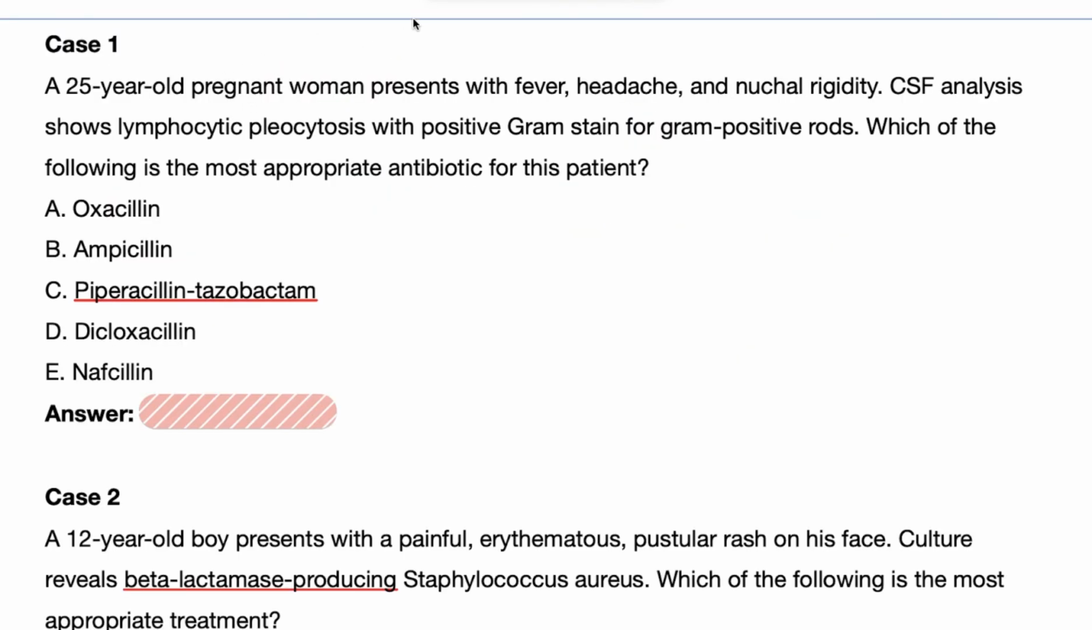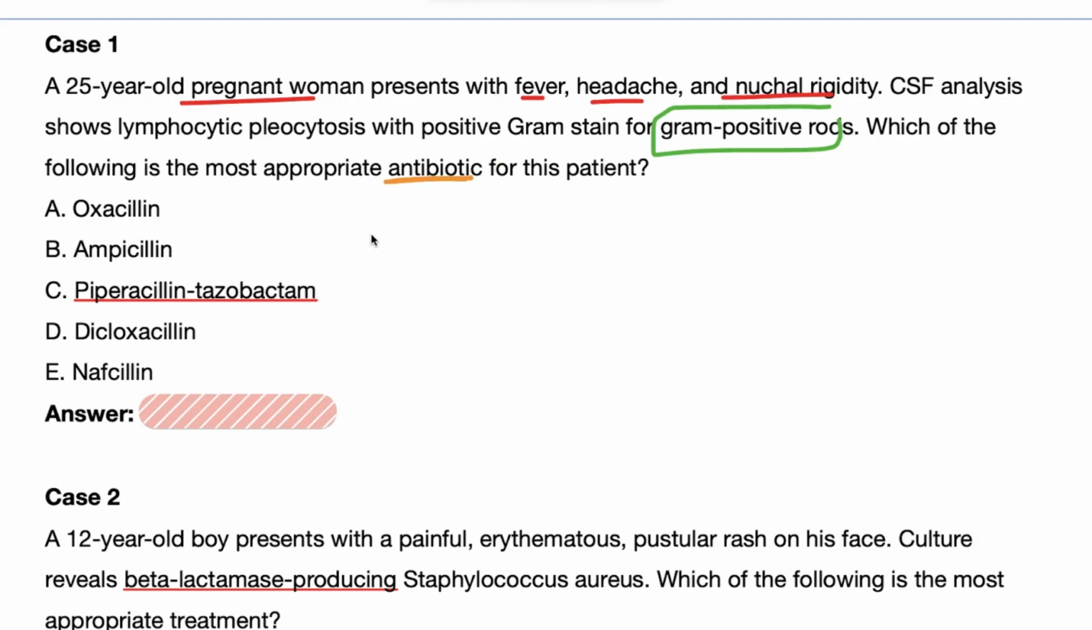All right, my friends. So case 1 says that we have a 25-year-old pregnant woman presents with fever, headache, and nuchal rigidity. CSF analysis or cerebrospinal fluid analysis shows lymphocytic pleocytosis with positive gram stain for gram-positive rods. So here we have a gram-positive rod. Which of the following is the most appropriate antibiotic to give for this patient?